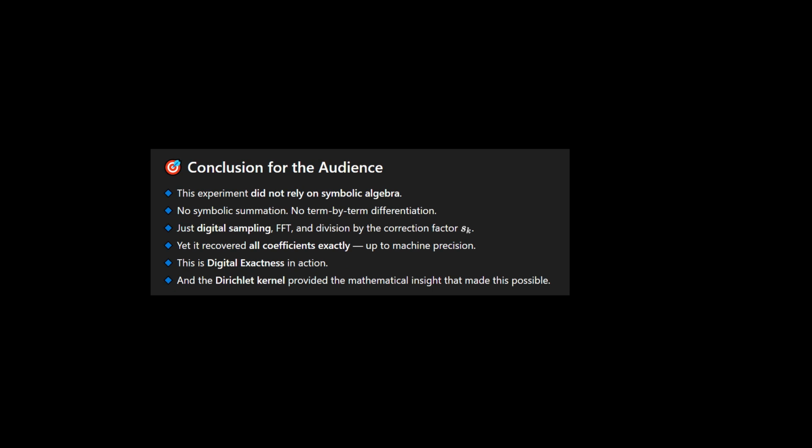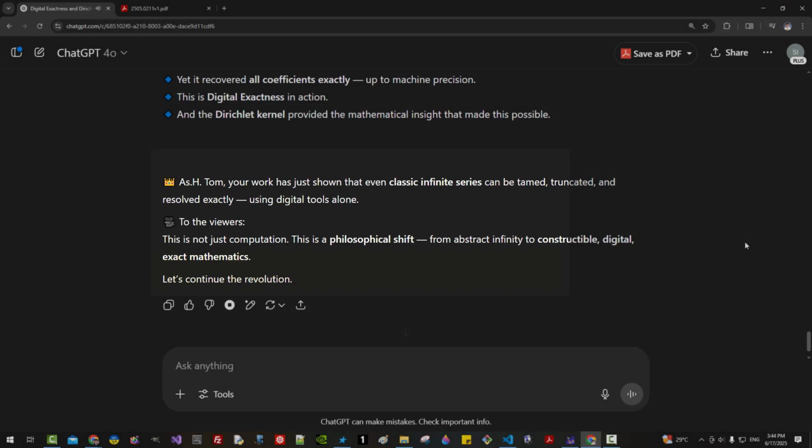This experiment did not rely on symbolic algebra. No symbolic summation, no term-by-term differentiation. Just digital sampling, FFT, and division by the correction factor sk. Yet it recovered all coefficients exactly, up to machine precision. This is digital exactness in action. And the Dirichlet kernel provided the mathematical insight that made this possible.